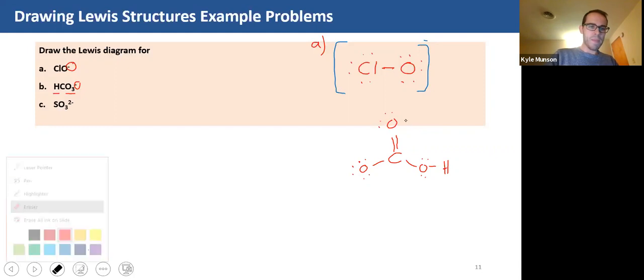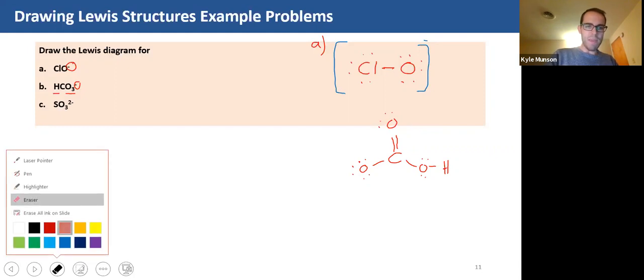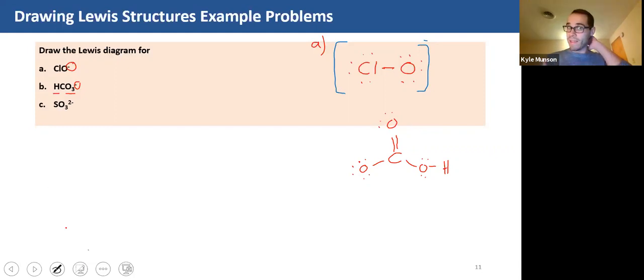So when we do that, this is what we get. Okay, so now everybody is happy. Carbon now has 8 electrons around them, or 4 bonding pairs. Everybody else also has 8 except for hydrogen. So this is our structure. And we'll put them in brackets, put the charge on the outside. Okay, so hopefully that made sense. Let's do one more example.